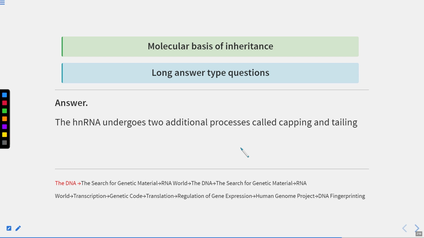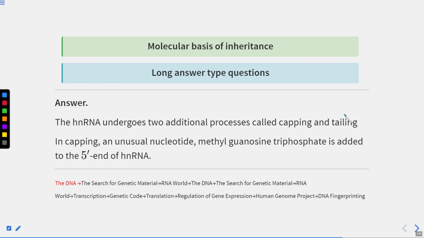Now, let's come back to the post-transcriptional modification. The hnRNA, also known as the primary transcript, undergoes two additional processes. These processes are known as post-transcriptional modification. The first one is capping, and tailing is the second one. A 5' guanine cap is added, and tailing means addition of the adenine residues.